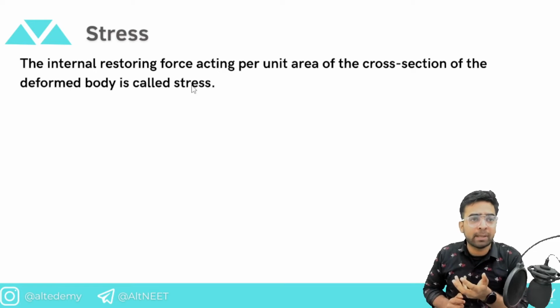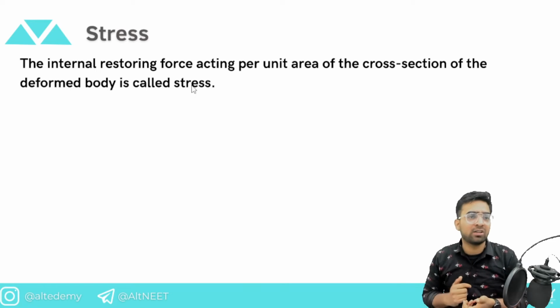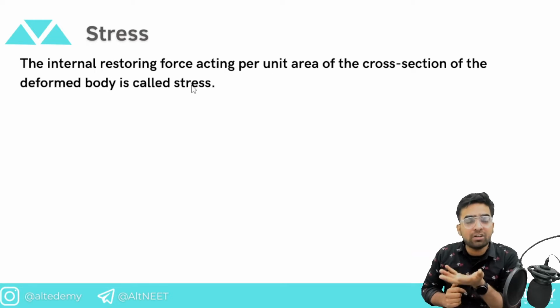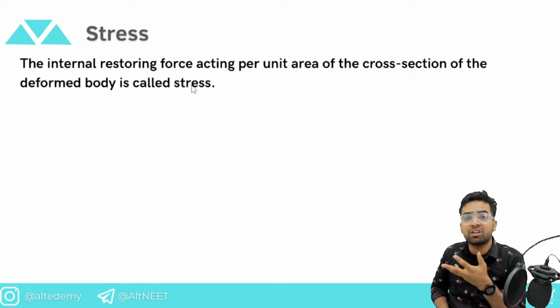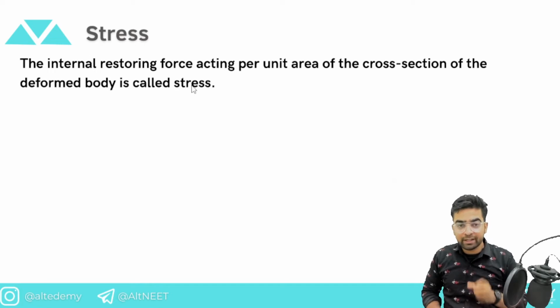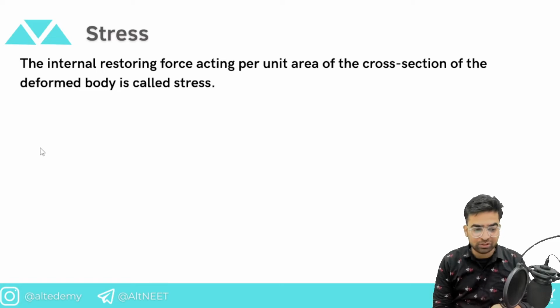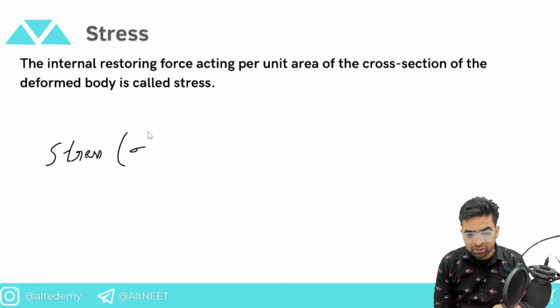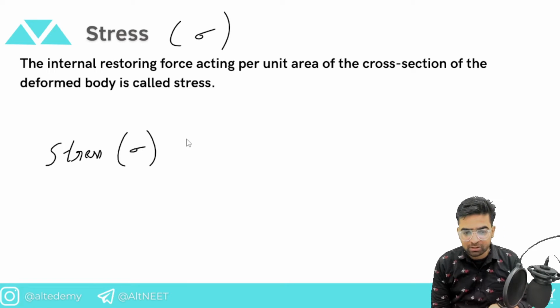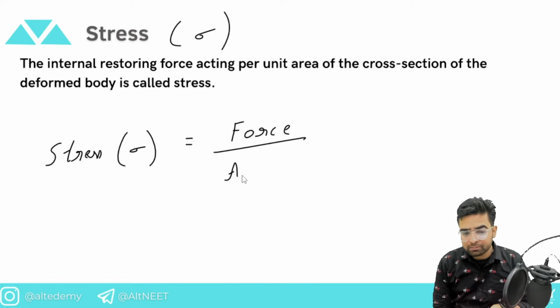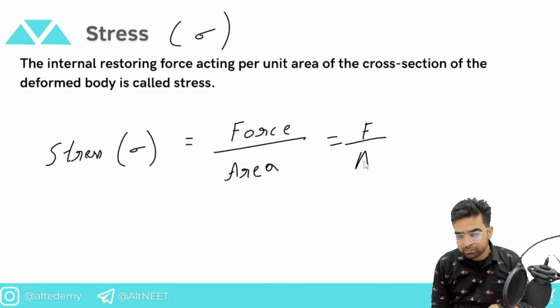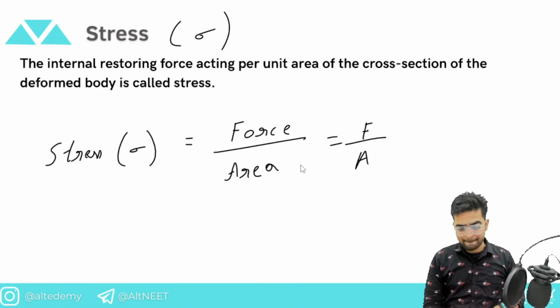You know, students sometimes get confused. The force which is acting, no, the internal restoring force, my dear friends, the internal restoring force per unit of the cross section. So stress, this is the sign, my dear friends: force per unit area, F by A. This is called stress.